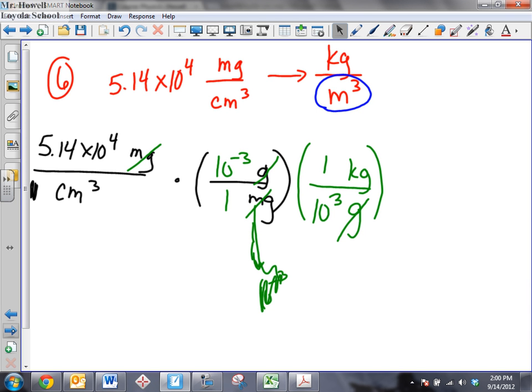So if you can memorize the prefixes, which you should really do, from that point on, all you have to do is think about the fact that this is really 1 over 1. And milli and 10 to the negative 3 cancel. And kilo and 10 to the positive 3, they're canceling.